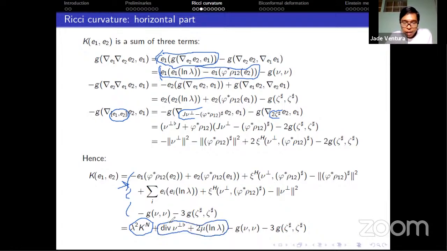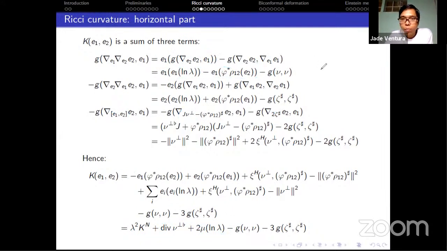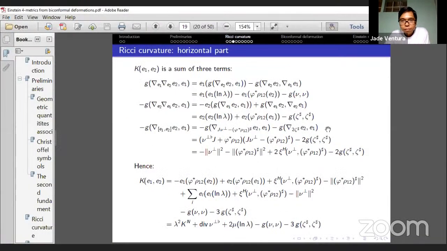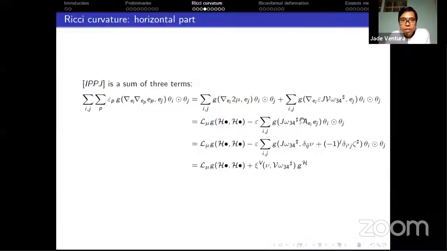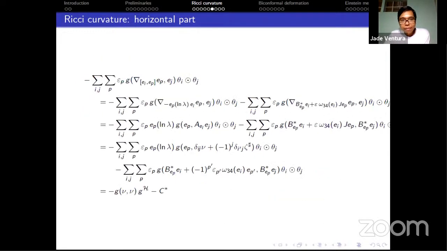And the third line, well, we just copy paste the third line. So that's the first addend, the KE1, E2 bit. The second addend, the IPPJ bit, is also a sum of three terms, 1, 2, and 3. We won't get into those specific lines, but it's a sum of three terms.